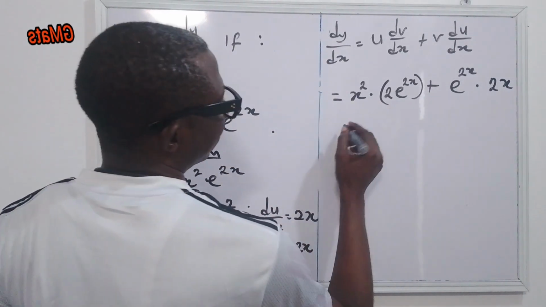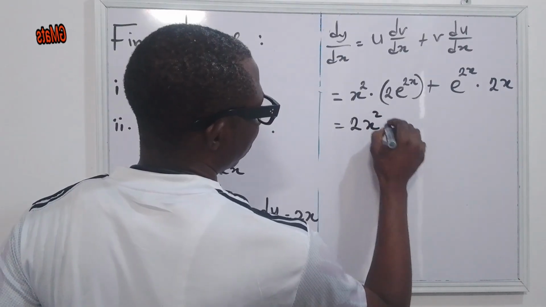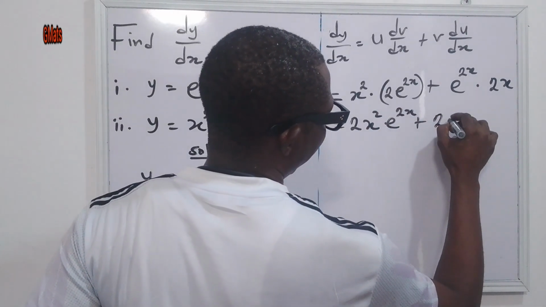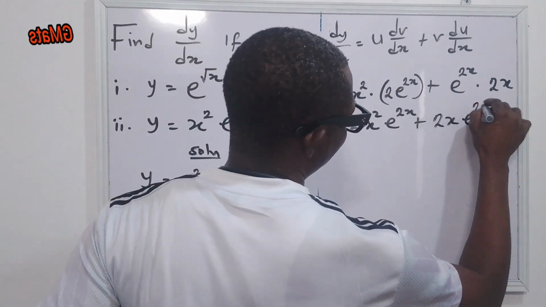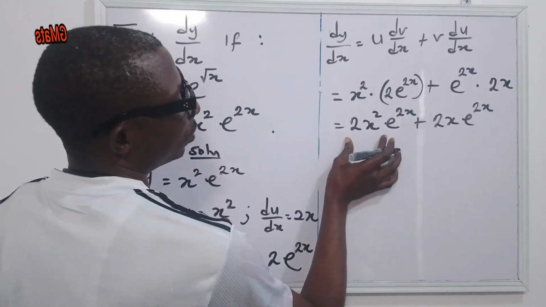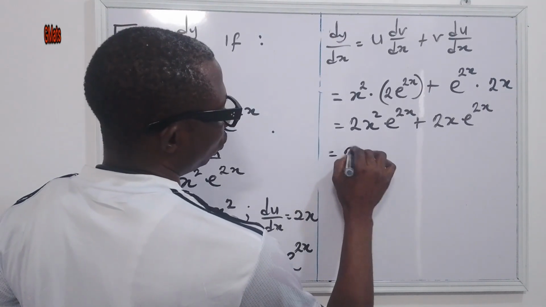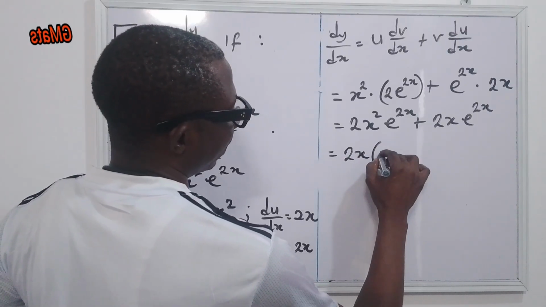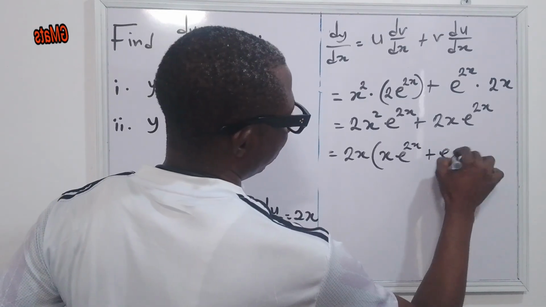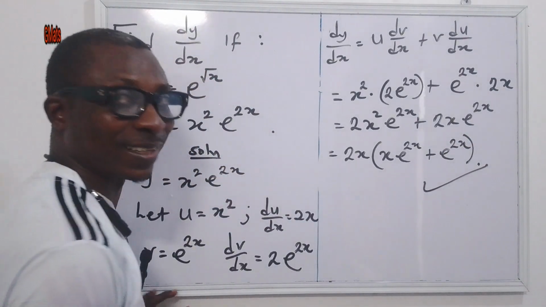Now we can tidy up things. Now this is 2x squared e raised to the power of 2x plus 2x e raised to the power of 2x. So we can find the GCD of these two terms. That is 2x. So that gives us 2x open bracket x e raised to the power of 2x plus e raised to the power of 2x. So this is the answer to the problem.